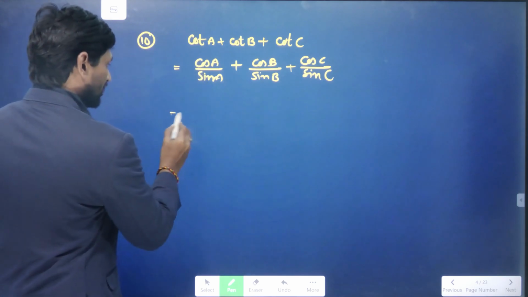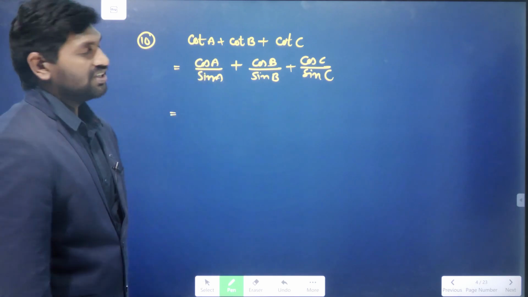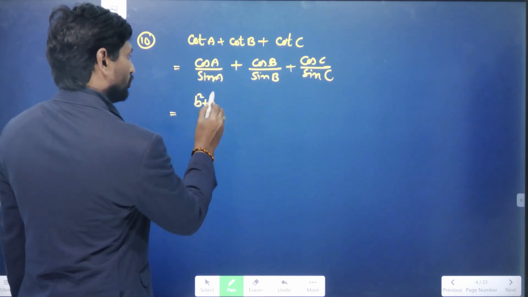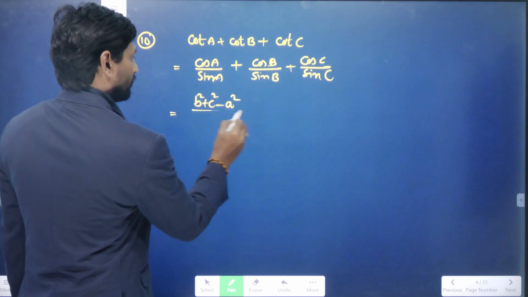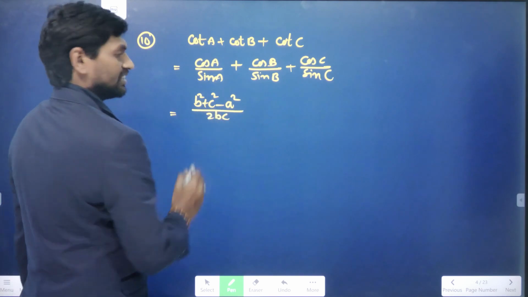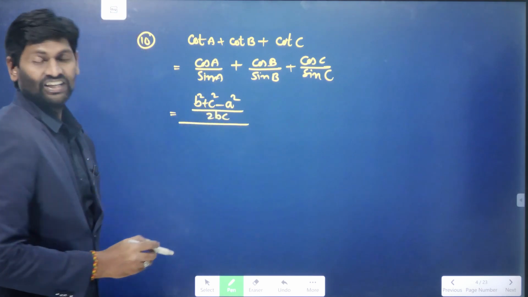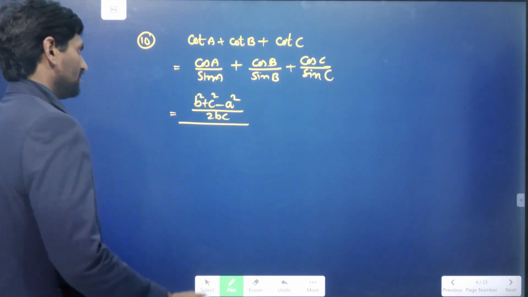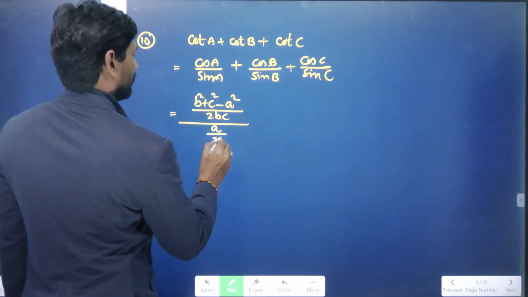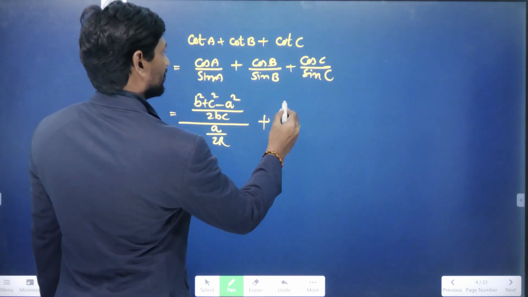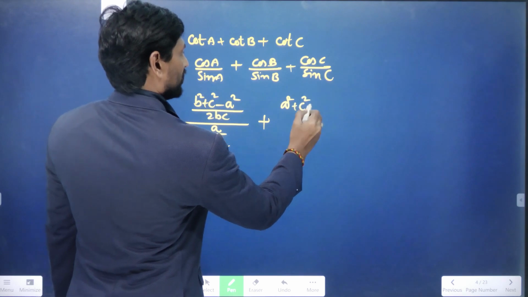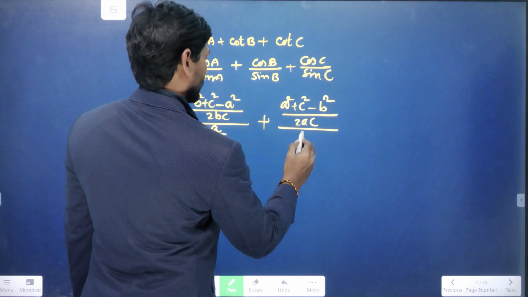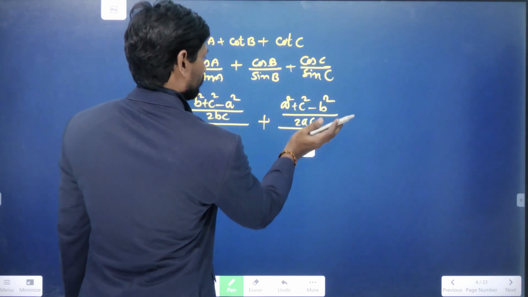And according to the cosine rule, cos B is equal to (b square plus c square minus a square) by 2bc. And sin A, what is the sine rule? a by sin A is equal to 2r, so sin A is equal to a by 2r. So I can write this one as a by 2r. Same as this one, (a square plus c square minus b square) by 2ac divided by b by 2r.